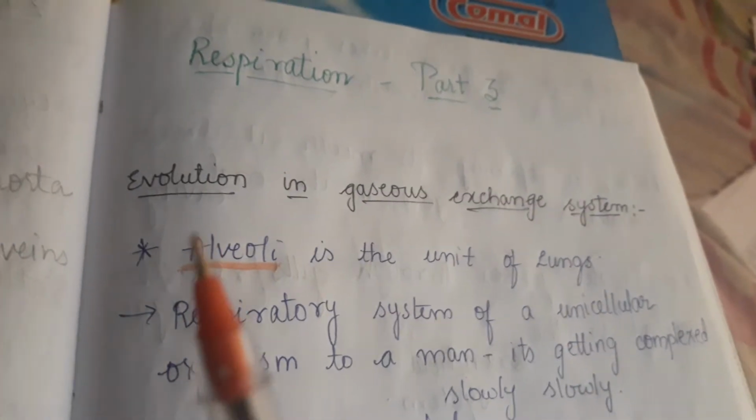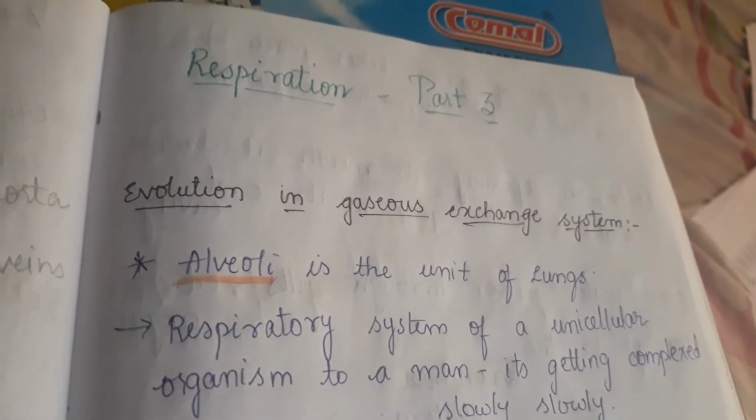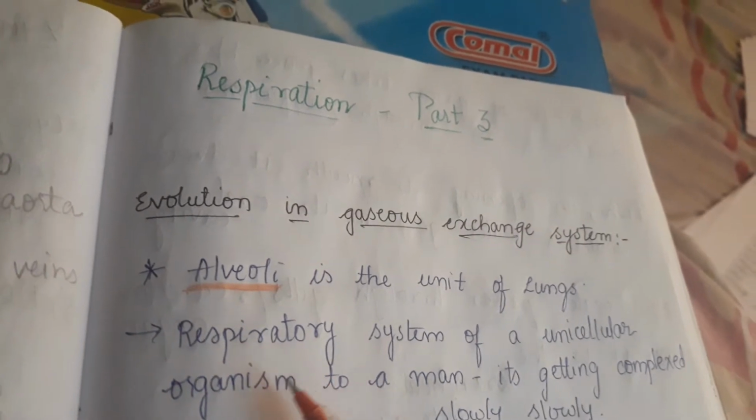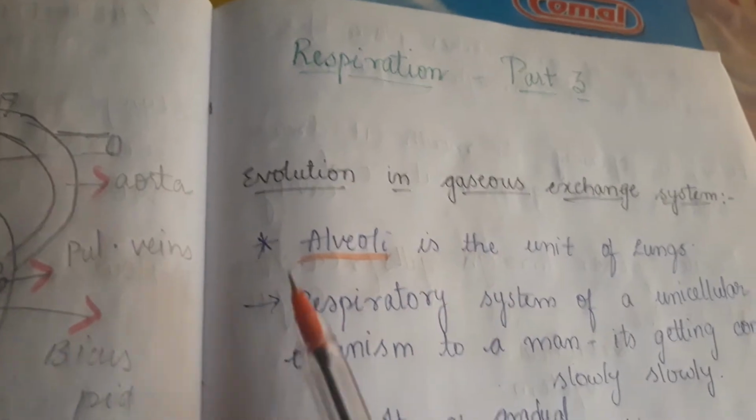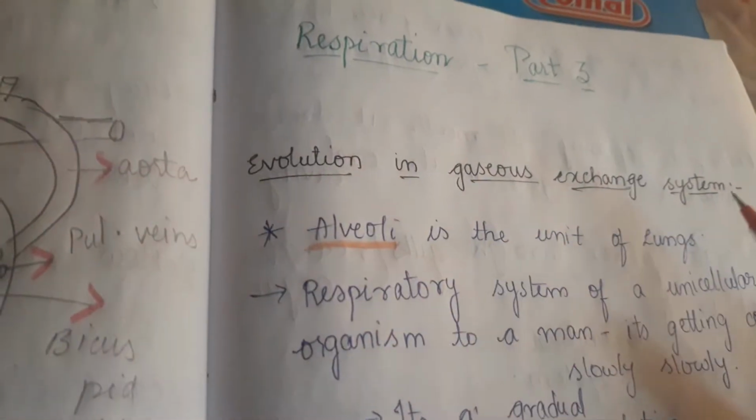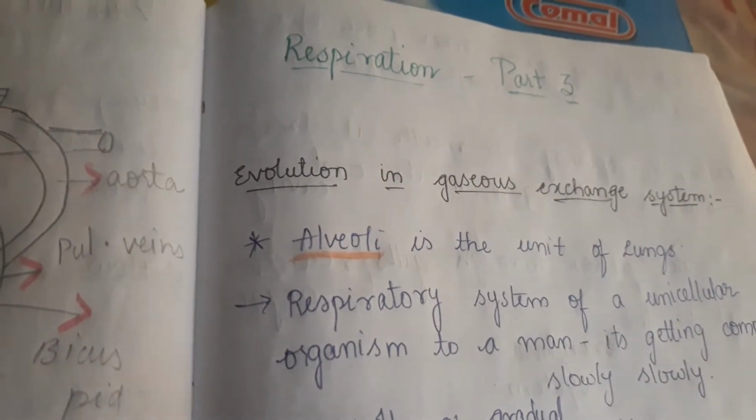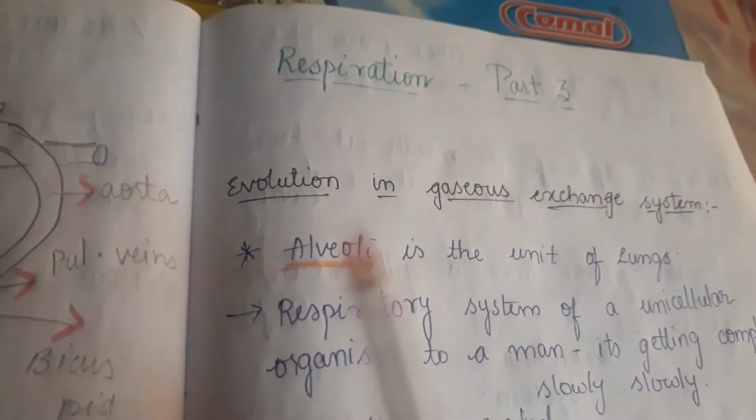Now from unicellular, the organism has changed to two cell, or we can say it has changed to multicellular slowly. That is evolution, a gradual change in the complexity. ठीक है, evolution वो होता है.